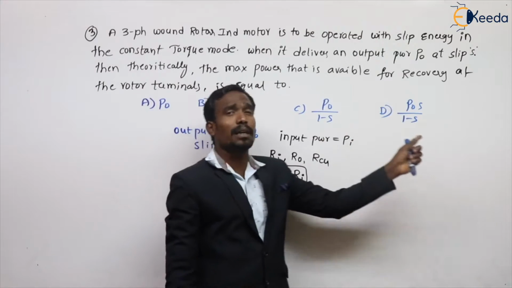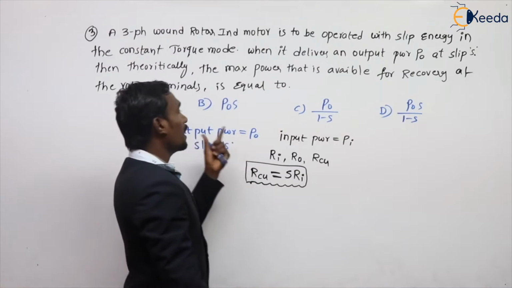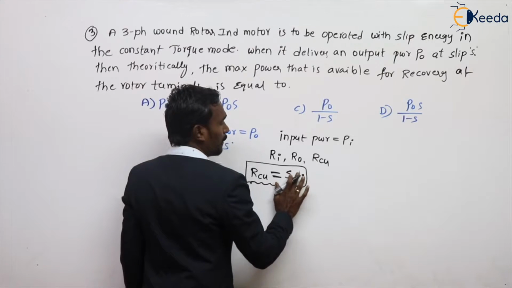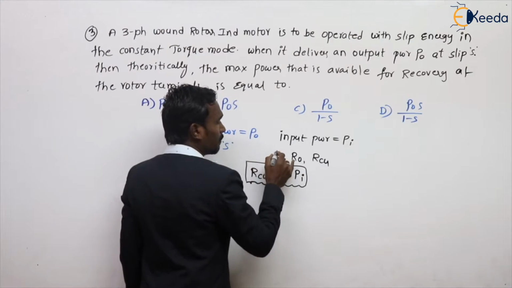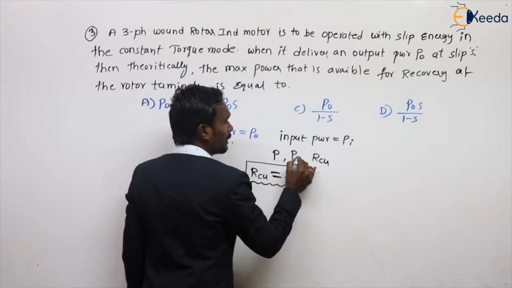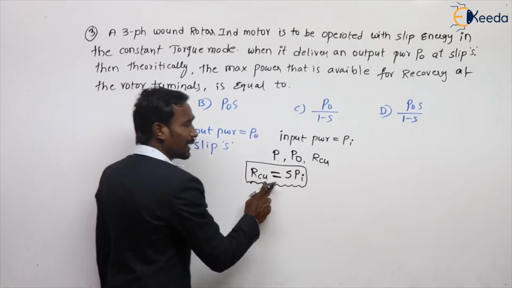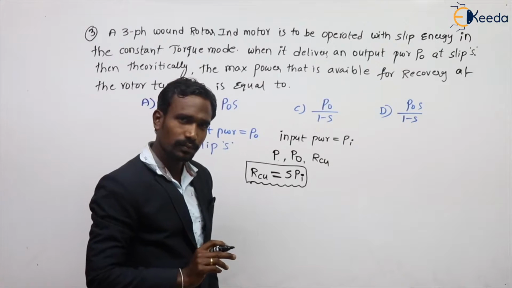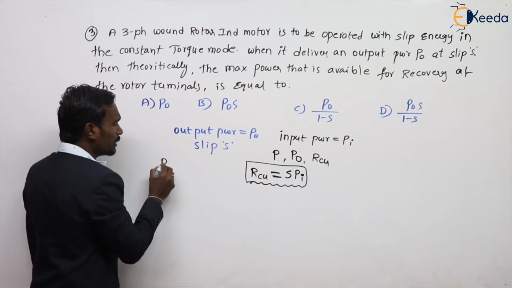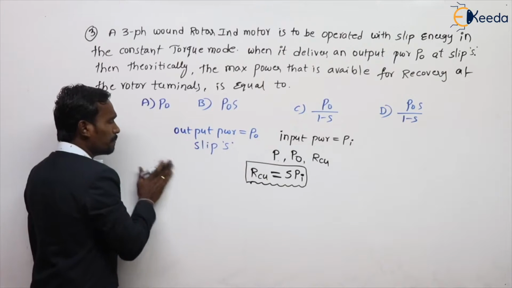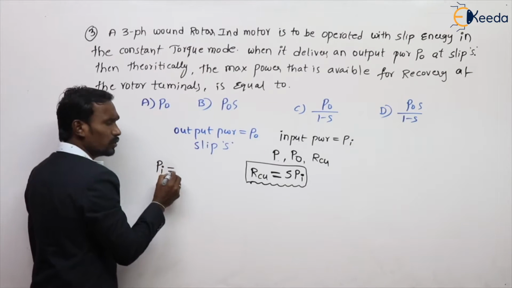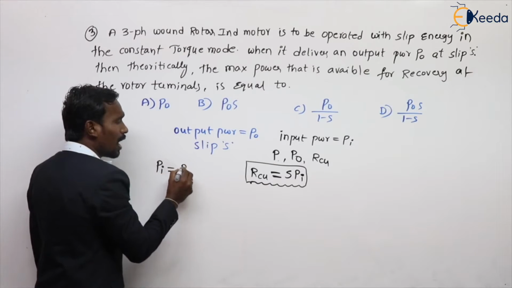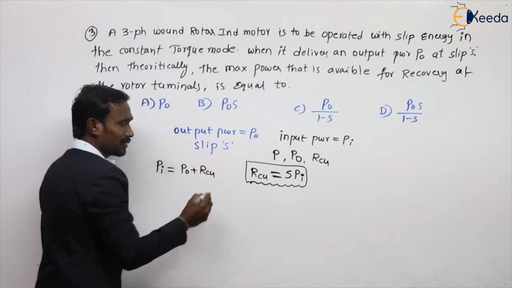But here the answers are in terms of rotor output, and we want it in terms of rotor input. Here rotor input is nothing but Pi. Rotor output is nothing but P naught, and the rotor copper losses are the recovery power, that is S times Pi, but the answer should be in terms of outputs. Rotor input Pi is equal to, what is the formula? Rotor output plus rotor copper losses.